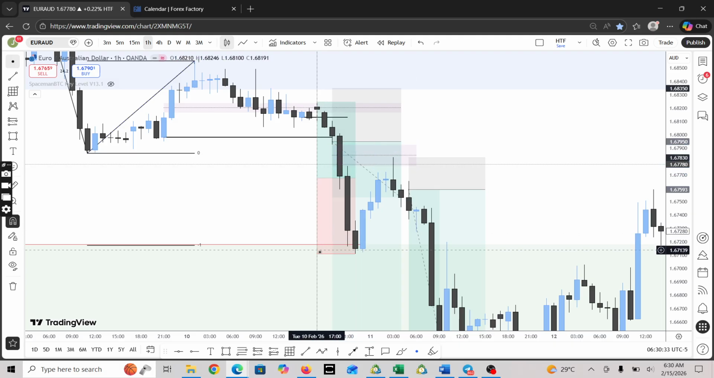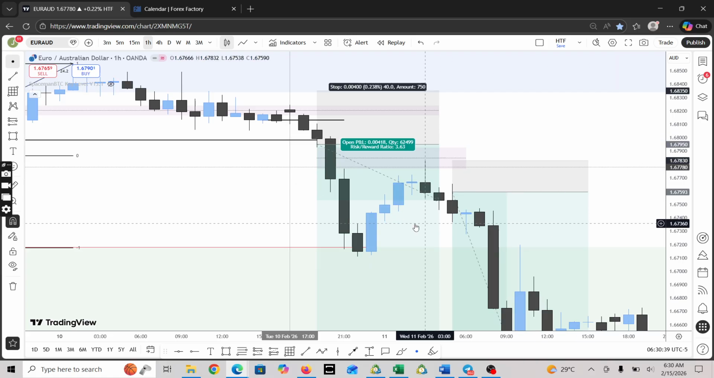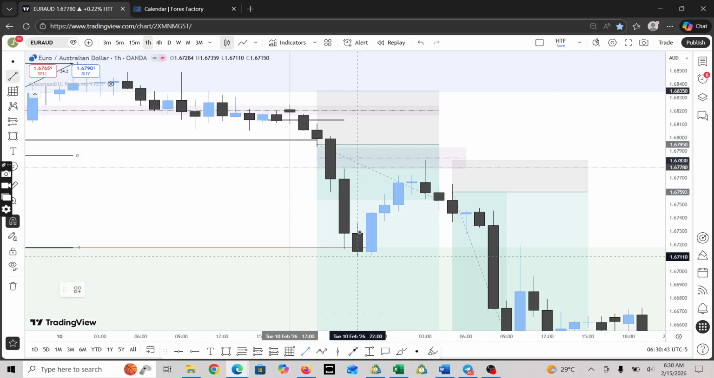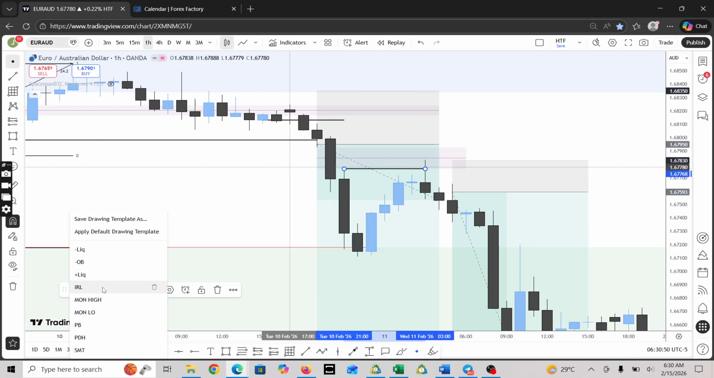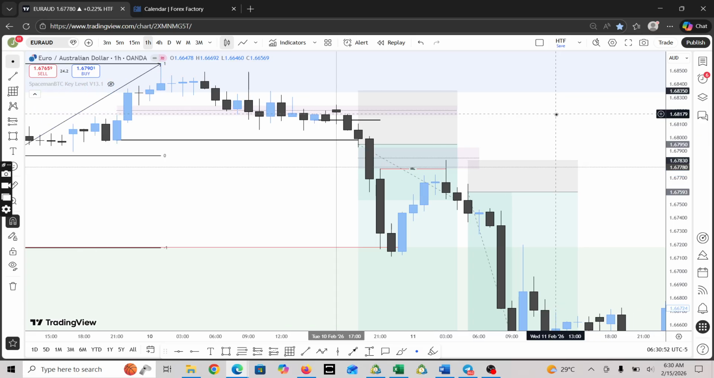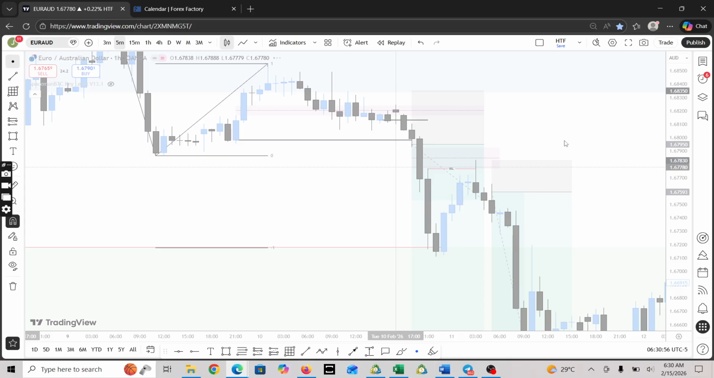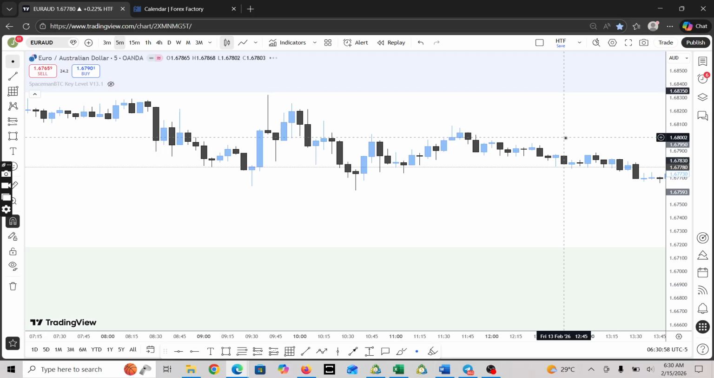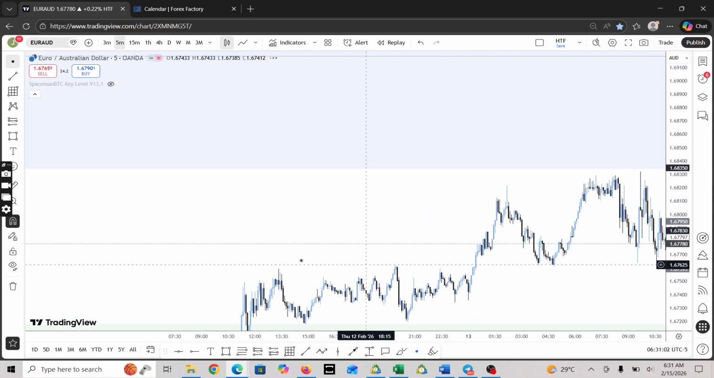So now let me delete this one for you. I'm trying to make it very, very simple. Right, so we have a fair value gap here, and we have a short-term induced high that has been created here as an internal range liquidity. And now go down to the M5. Time frame alignment, guys.